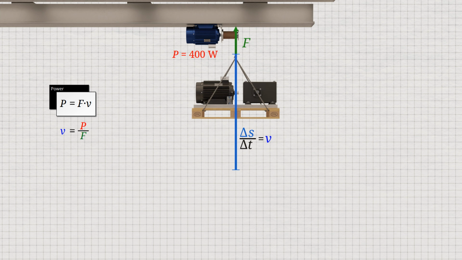For example, if a higher force of 2,500 newtons is to be applied, a lifting speed of only 16 centimeters per second can be achieved with a maximum motor power of 400 watts. Conversely, a lighter load can be lifted at a higher speed for a given motor power. For example, with a lifting force of just 1,600 newtons, the lifting speed can be increased to 25 centimeters per second with a maximum motor power of 400 watts.